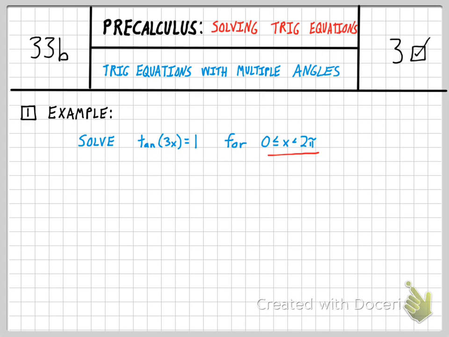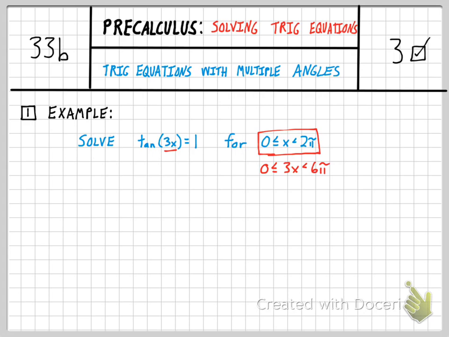1. So the big difference in this problem is that instead of having an x in this spot, I actually have a 3x. You want to think about solving for 3x first, and once you have solutions for 3x, you can simply divide by 3 to get the solutions for x. But the restriction given here is on the value of x. So when I solve for 3x, I'm actually going to have to solve between 0 and 6 pi. Multiplying everything by 3, I get that new constraint.